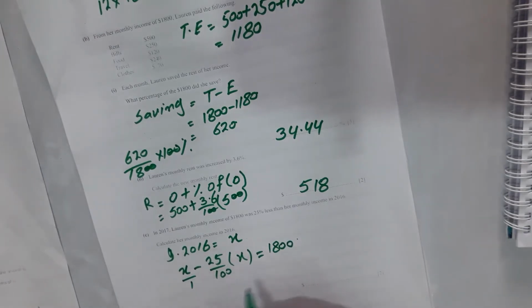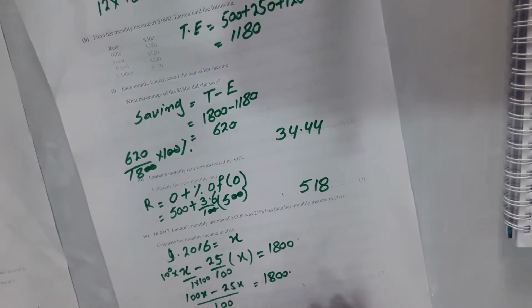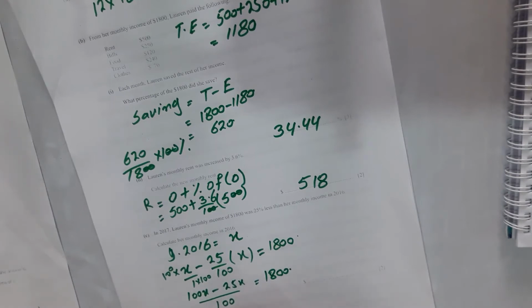For the 1 here we will take the LCM. LCM is 100. We multiply the numerator and denominator by 100. This will become 100x minus 25x is equal to 1800. 100 minus 25x is equal to 75x over 100. We will cross multiply.